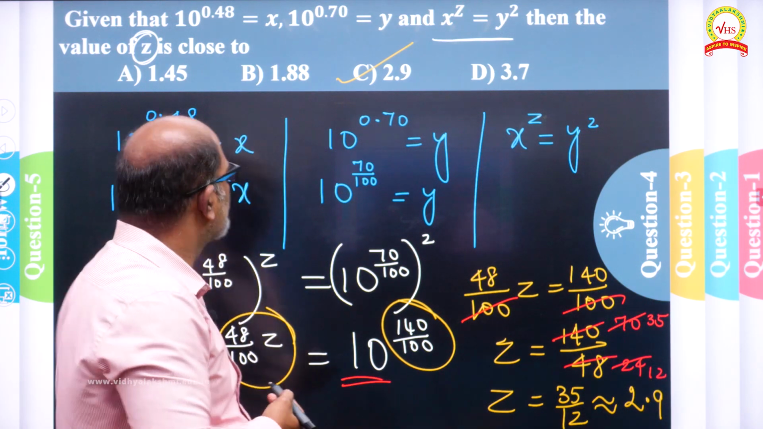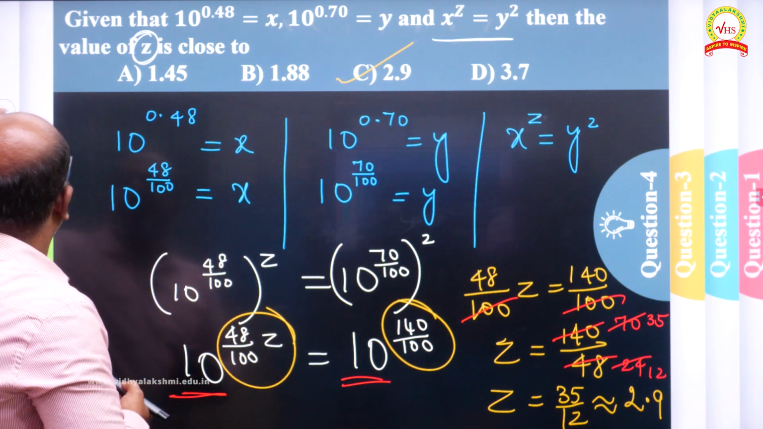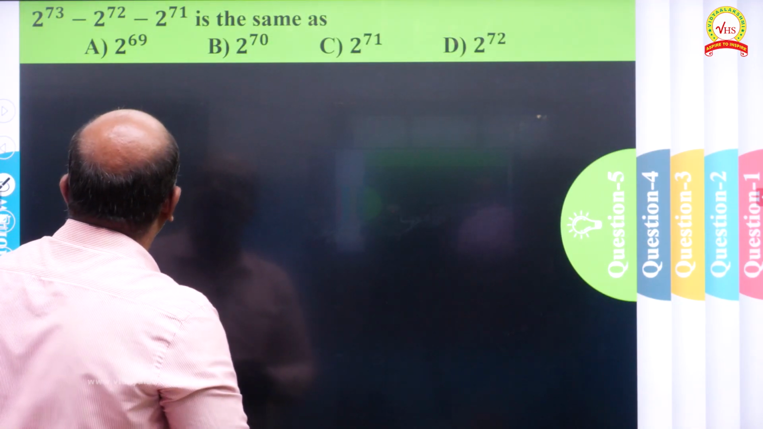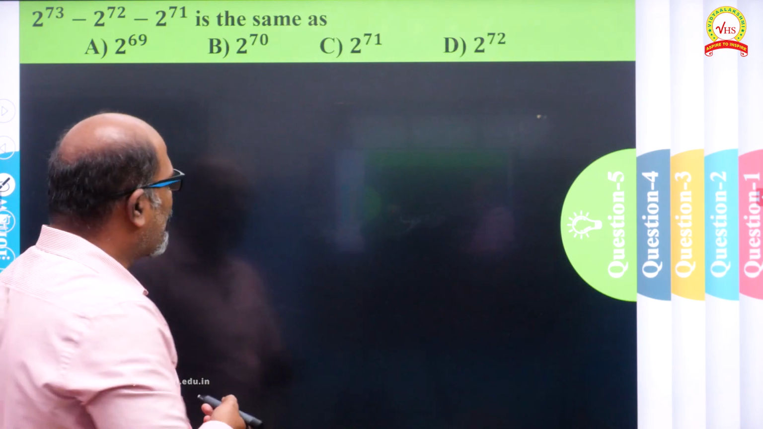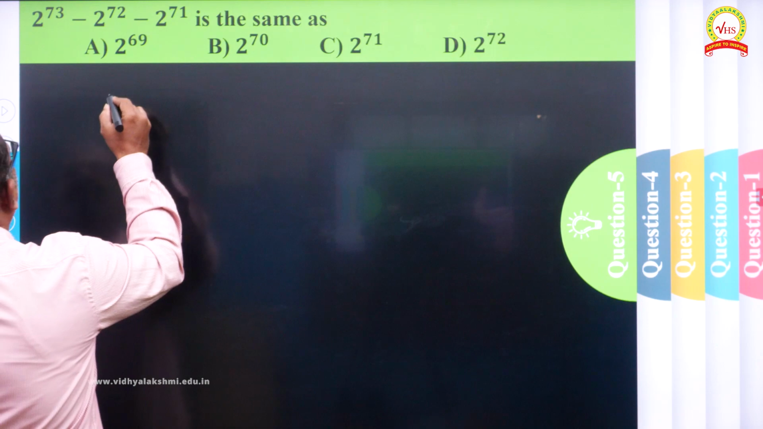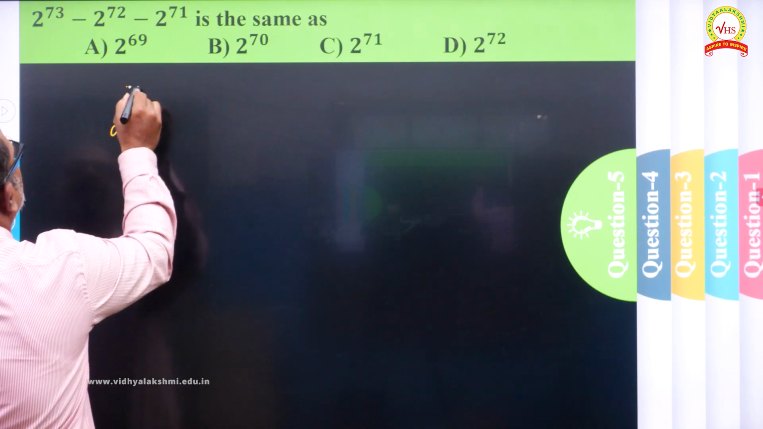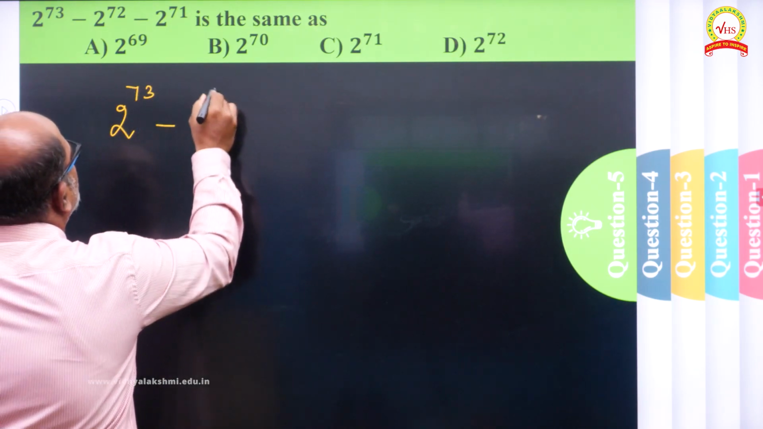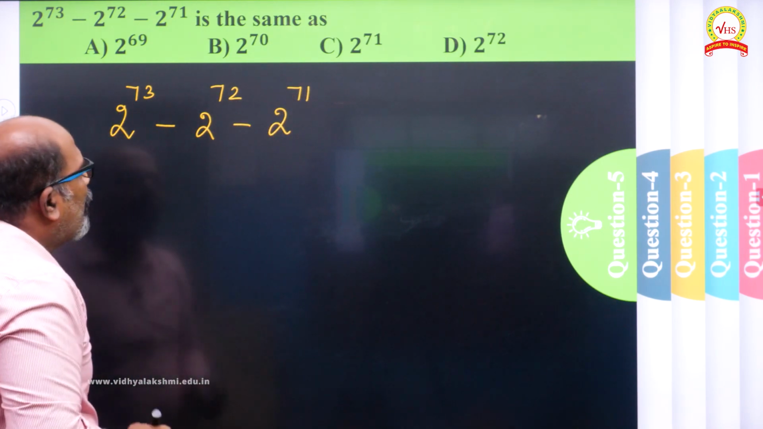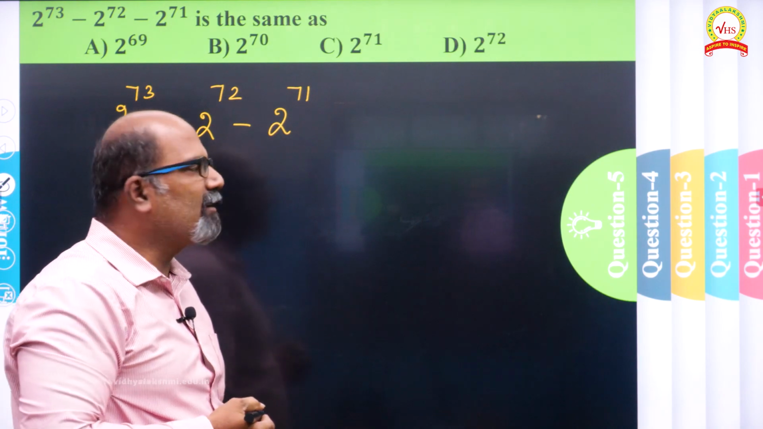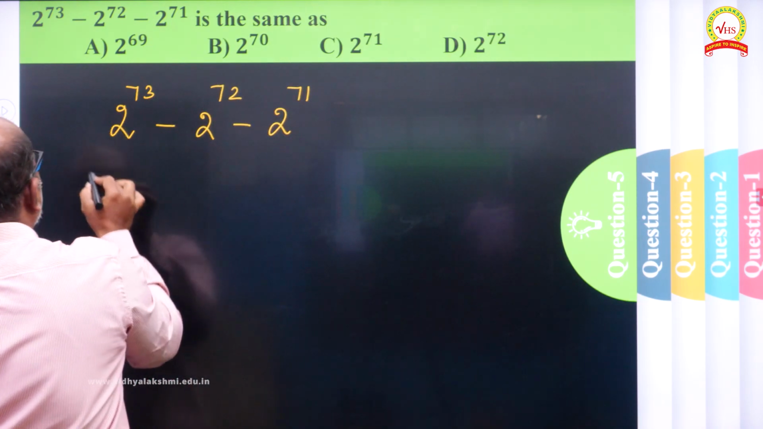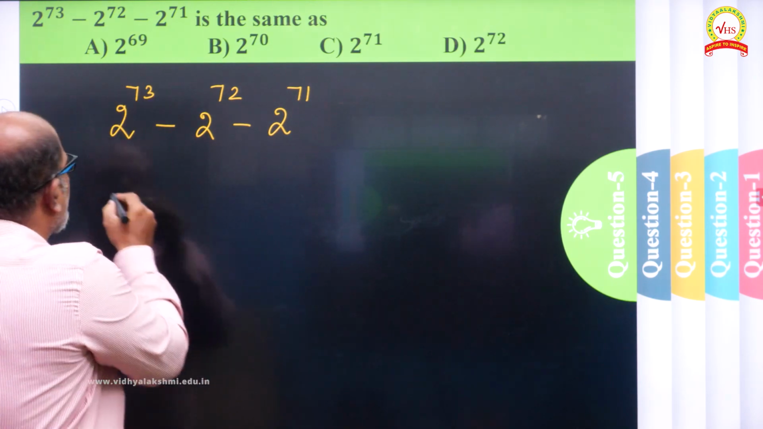Understand? Yes. Then going to the last question of this session. This is a somewhat simple question when compared with the previous one. Okay, I just take the question given here: 2 to the power of 73 minus 2 to the power of 72 minus 2 raised to 71. All are having the same base, thank God, so first let us simplify this, and afterwards we will come to a conclusion.